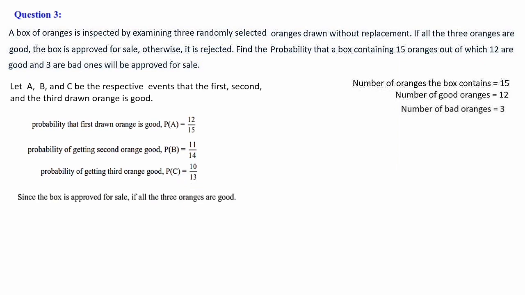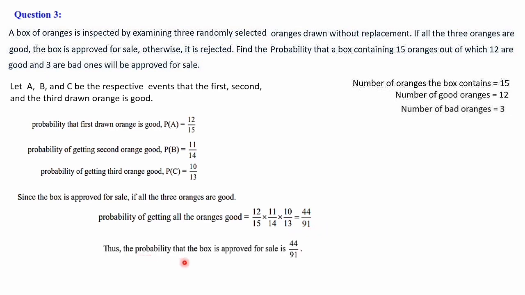Since the box is approved for sale only if all 3 oranges are good, the probability of getting all the oranges good is equal to 12 by 15 into 11 by 14 into 10 by 13. When you multiply it, or when you do the calculation, you will get 44 divided by 91. So the probability that the box is approved for sale is 44 divided by 91. This calculation you must do on a rough sheet of paper. Please do not copy the answer. So 44 divided by 91 is the required probability.